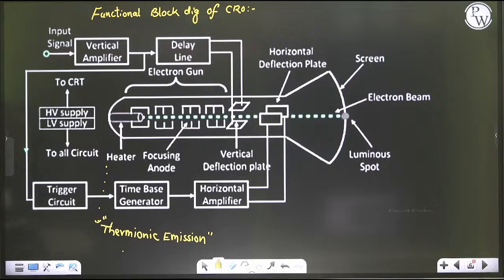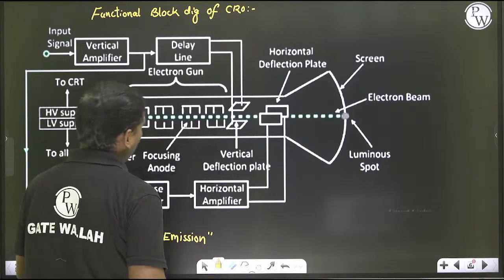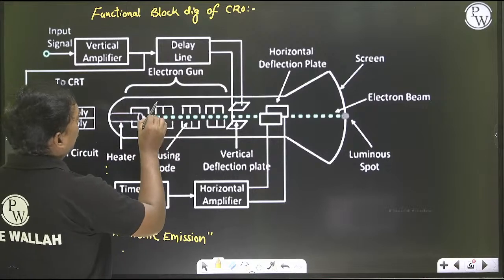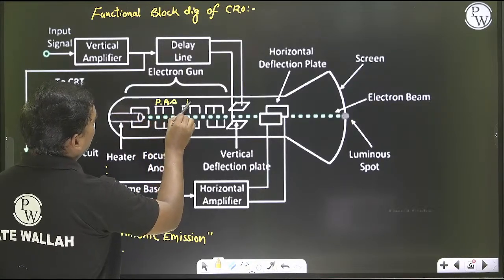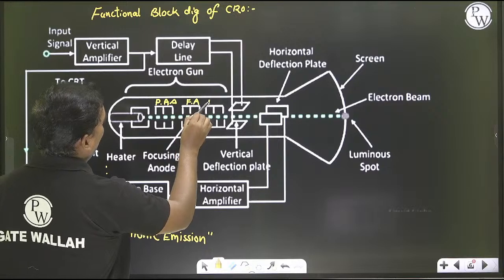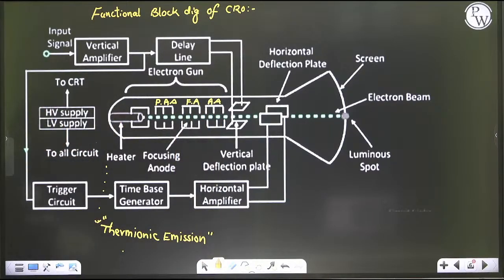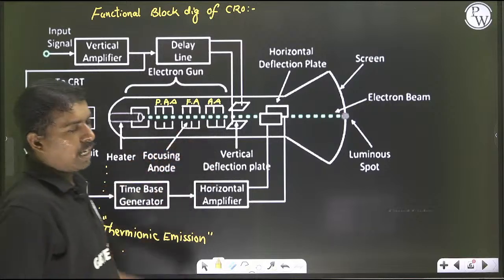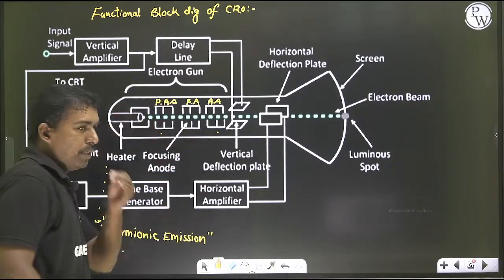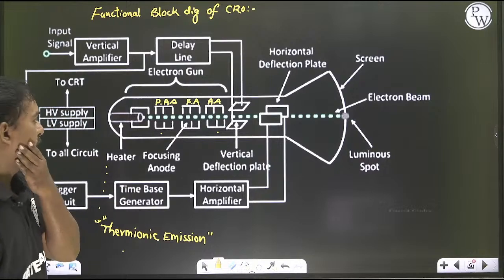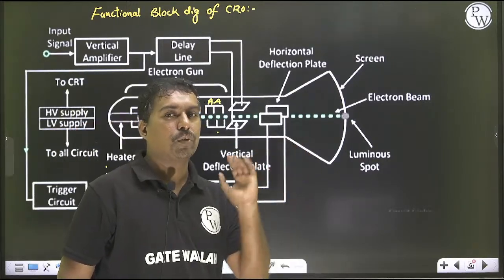So these electrons are coming out and passing through a set of anodes. The first one is called the pre-accelerating anode, the second one is called the focusing anode, and the last one is called the accelerating anode. So these are the three sets of anodes. The pre-accelerating anode and accelerating anode are both maintained at the same potential, but the focusing anode is maintained at a lesser potential, so that the electrons are going to be focused.